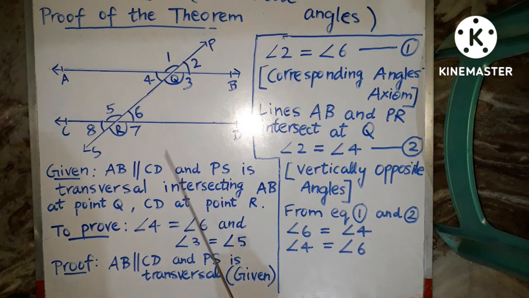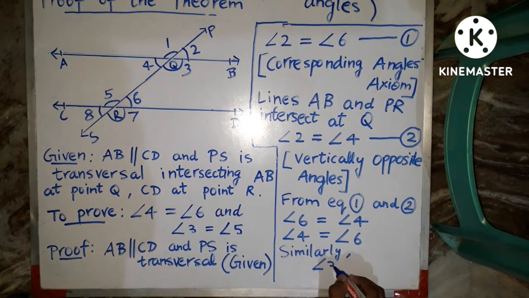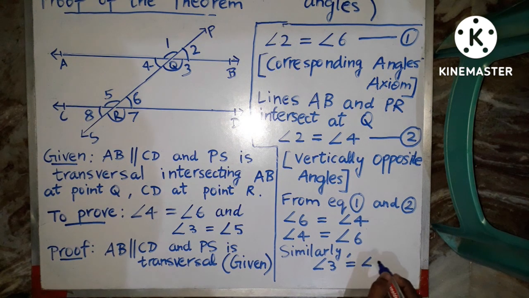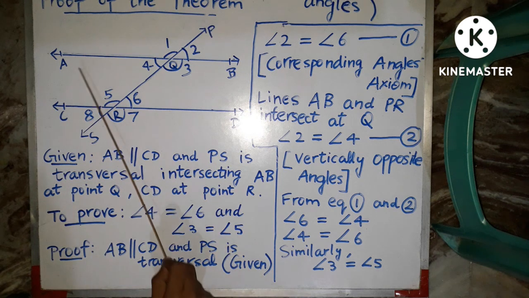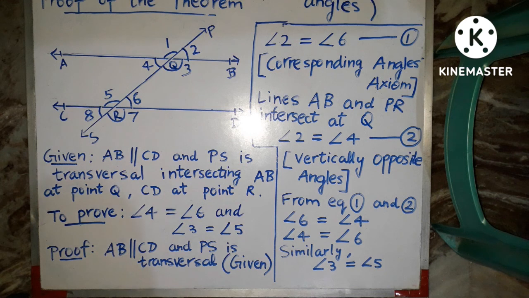Similarly, in the same way, we can prove that angle 3 will be equal to angle 5. So we will write similarly, angle 3 will be equal to angle 5. So we have proved that when two lines are parallel, the alternate interior angles are equal. At last we will write hence proved.